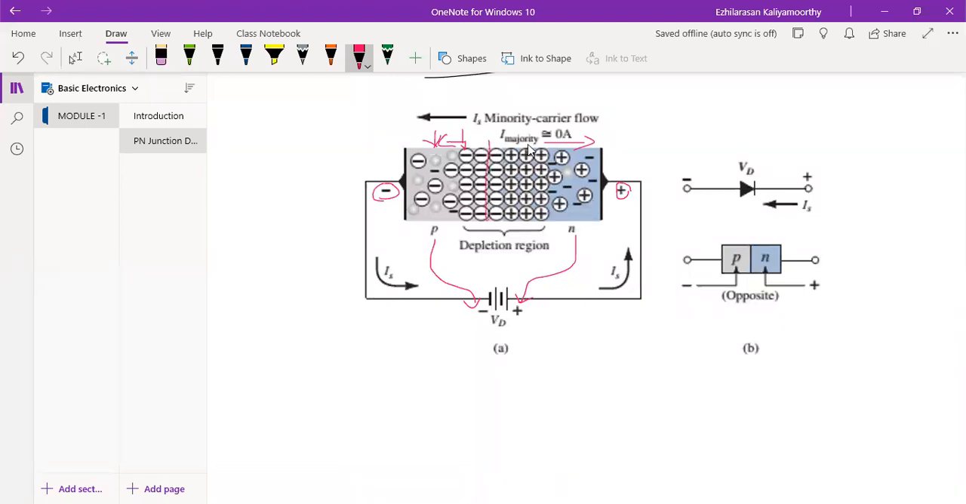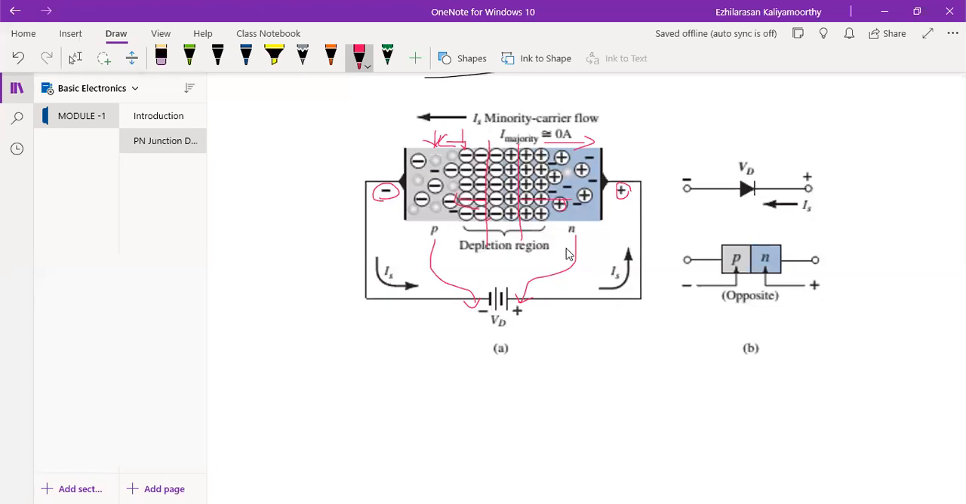Earlier the depletion region was this much size. When it is moving, the depletion region will also get wider. So from this I can easily say that during the reverse bias condition, the depletion width will get increased.